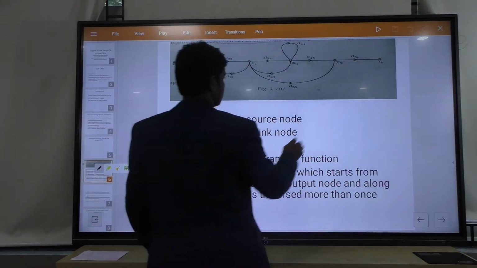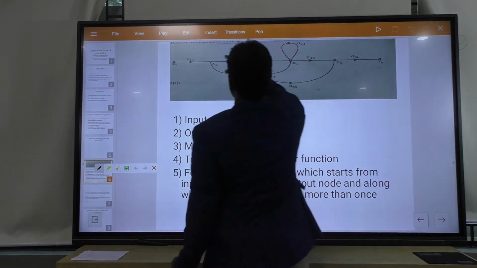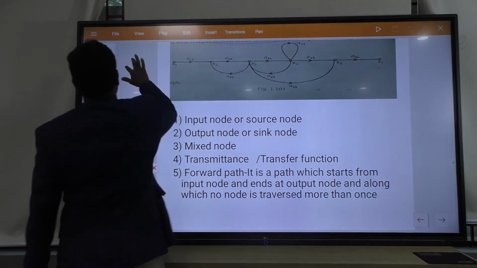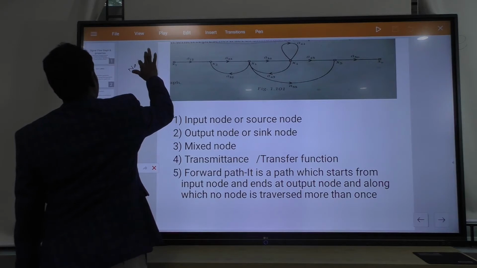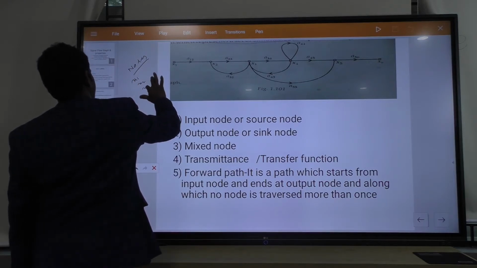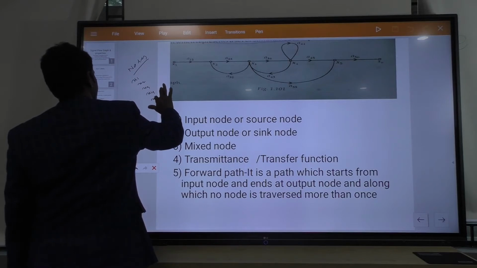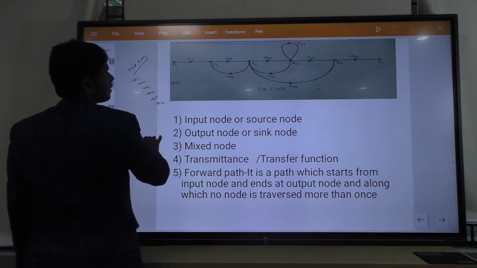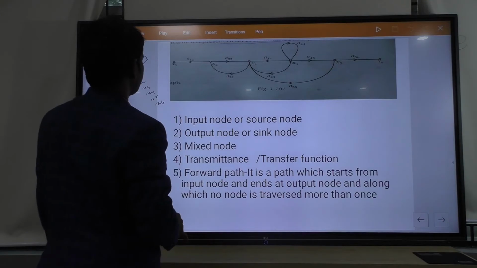x1 is a node. x2 is a node. So how many nodes here? What are the nodes here? Nodes are x1, x2, x3, x4, x5, x6. 6 nodes are here. Okay.